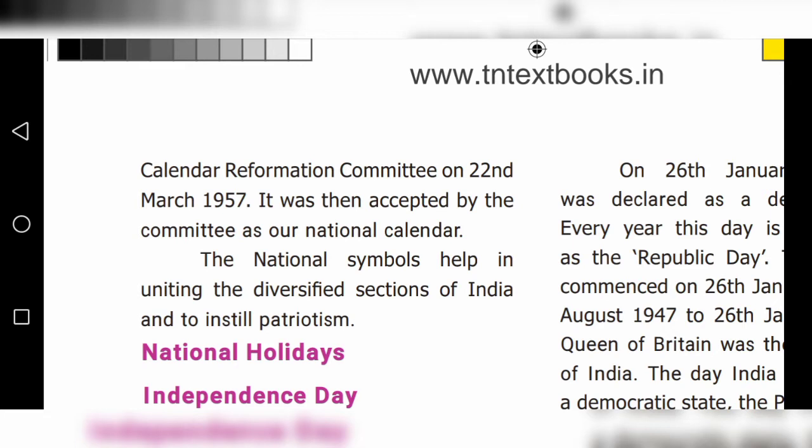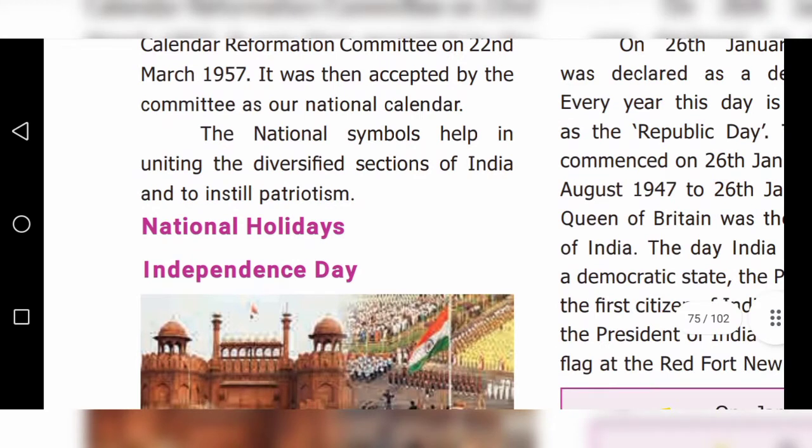The national symbols help in uniting the diversified sections of India and to instill patriotism. Next one, national holidays. National holidays. First we are going to see Independence Day. Independence Day.